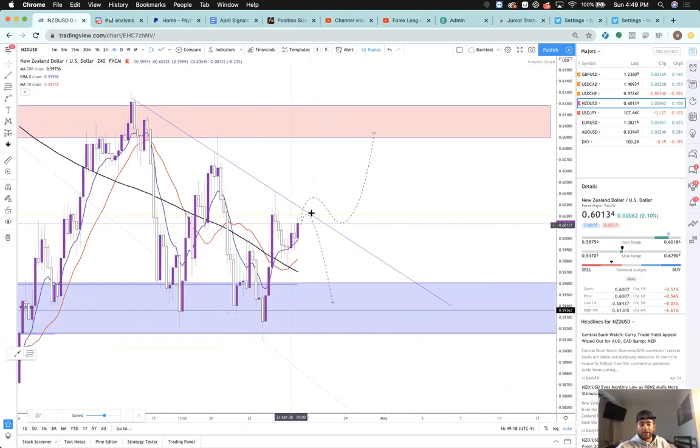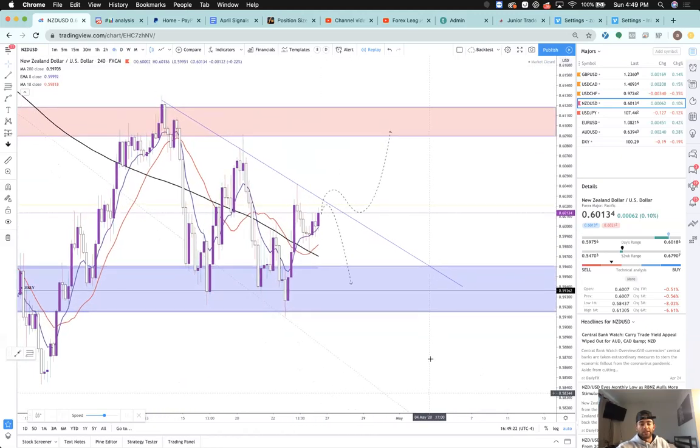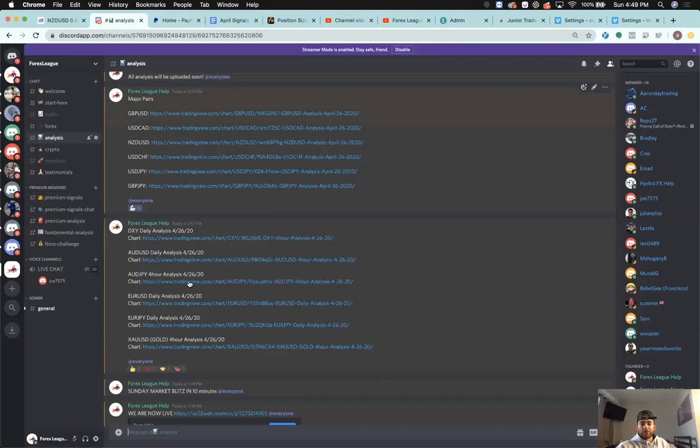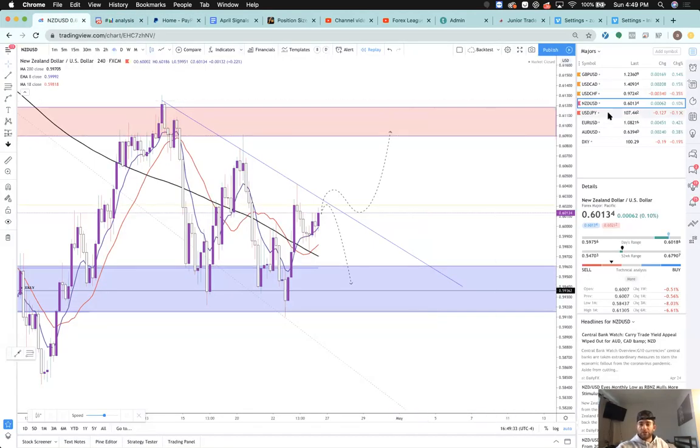I'm sitting on the 4-hour on this. I'll wait until I get a 4-hour engulfing or something in this area, and then I'll look. Nothing too crazy on this. So that's my idea with NU. And like Nick was saying, obviously, all of these are posted in here. You guys can look back at what's going on. Let's go to UJ.